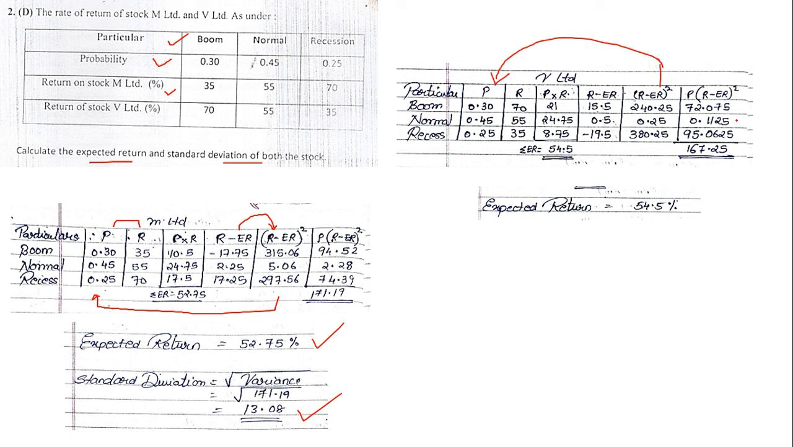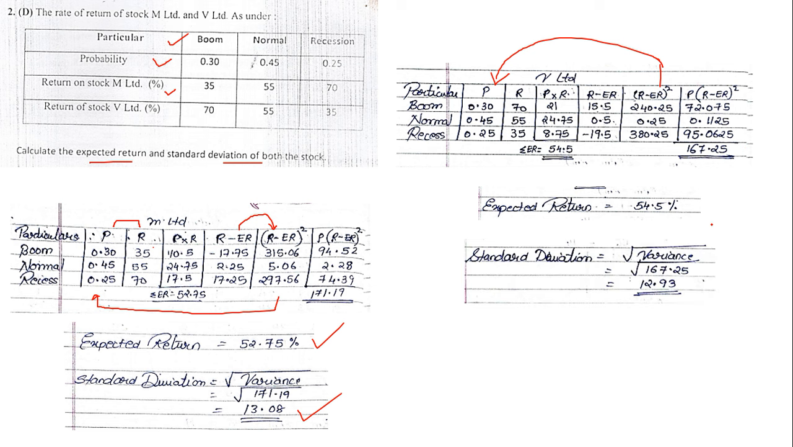We will get 72.075, 0.1125, 95.0625. We add up, we get the total amount as 167.25. The total is nothing but variance. Once you get the variance, standard deviation is the root of variance, root of 167.25, which is 12.93.